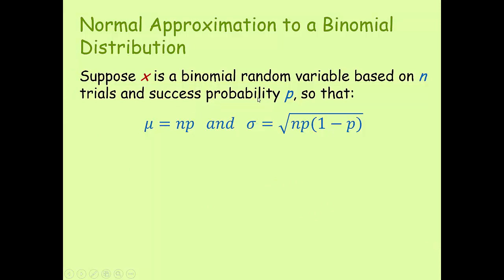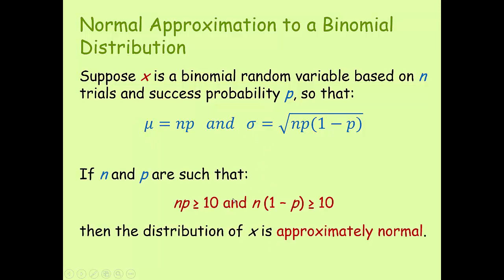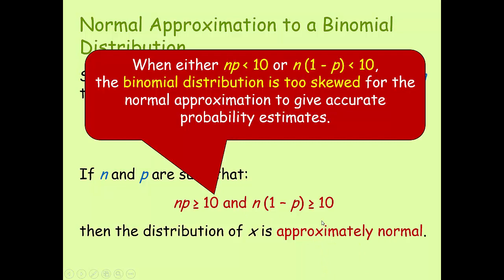If I have X as a binomial random variable, with N number of trials and P probability of success, we know this is my mean and this is my standard deviation. If my mean, N times P, is greater than or equal to 10, and N times 1 minus P is also greater than or equal to 10, in other words the number of trials times the probability of success and the number of trials times the probability of failure, if both of these are greater than or equal to 10, then we can approximate this with a normal distribution. If either one is less than 10, then the distribution is going to be too skewed and you can't use this technique.